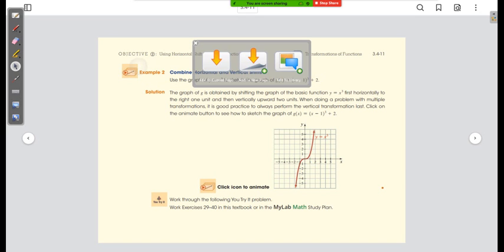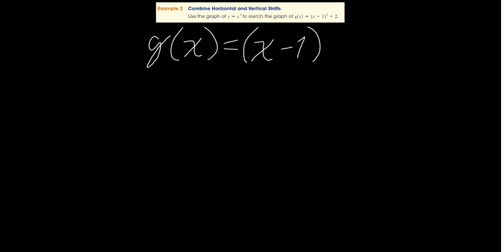This would be a perfect example of adding to the variable and adding to the parent function. This says, use the graph of y is equal to x cubed to sketch the graph of g of x is equal to x minus 1 quantity cubed plus 2. So let's write that nice and big real quick. g of x is equal to x minus 1 quantity cubed plus 2.